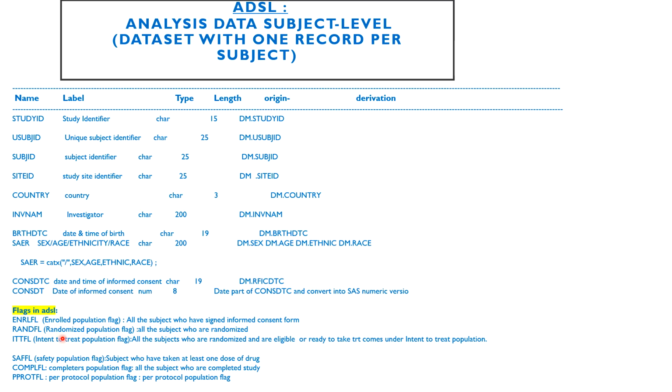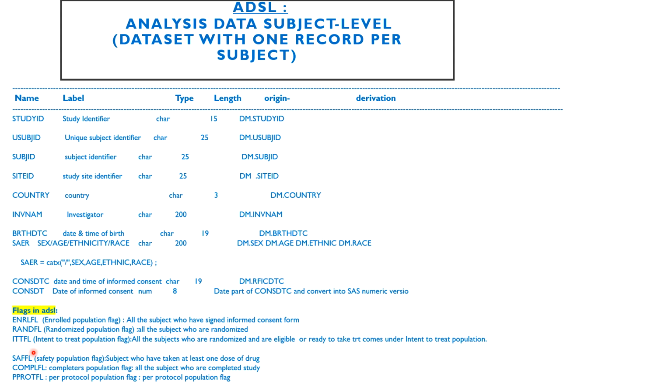First of all, the enrolled population flag means all the subjects who have signed the informed consent form. Whoever has informed consent signed data, for that we need to create the enroll flag value Y. Randomization flag: all the subjects who are randomized. For that we need to capture the data as Y.